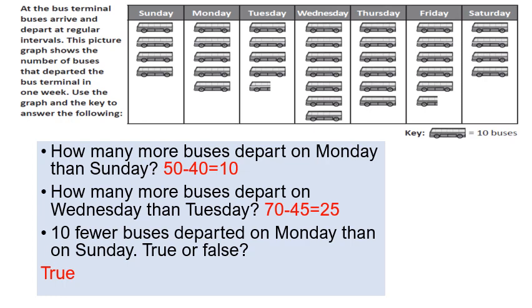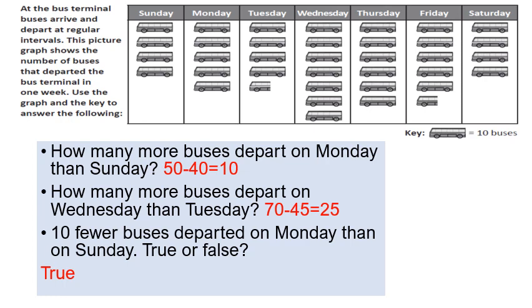Here are some questions I came up with. How many more buses depart on Monday than Sunday? 10 more buses. That's my number sentence. How many more buses depart on Wednesday than Tuesday? And I've worked out 25. 10 fewer buses departed on Monday than on Sunday, true or false? And I've said true, because the difference between the number of buses departing on Sunday and Monday is 10.